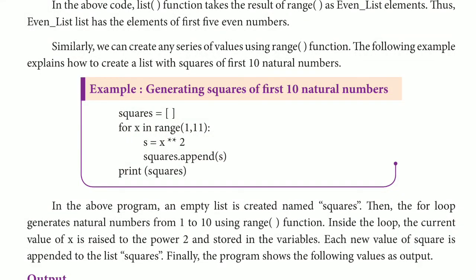In the above program, an empty list is created named square. Then the for loop generates natural numbers from 1 to 10 using the range function. Inside the loop, the current value of x is raised to power 2 and stored in the variable s. So each new value of s is appended to the list square. Finally, the program shows the following values as output.